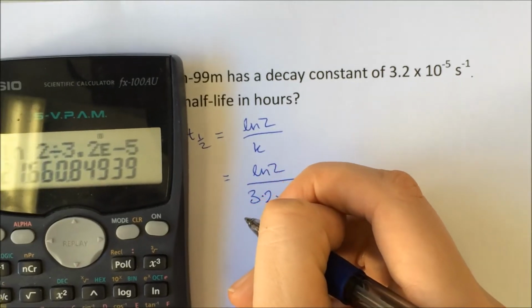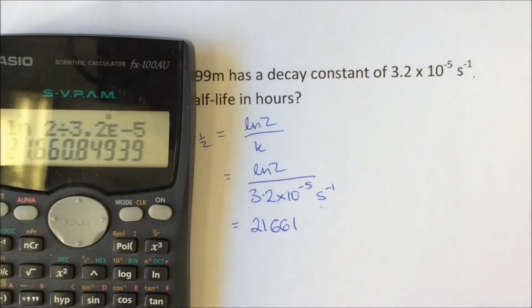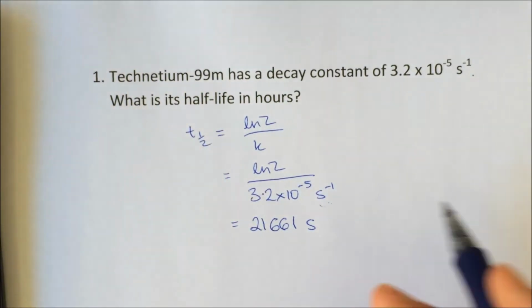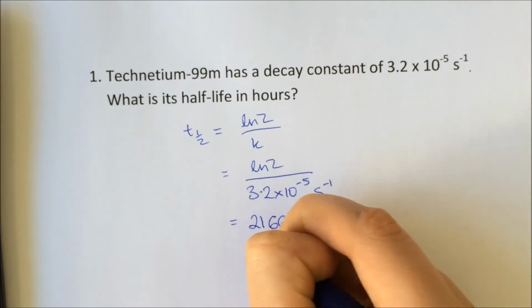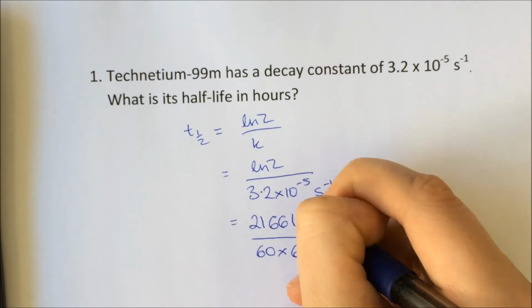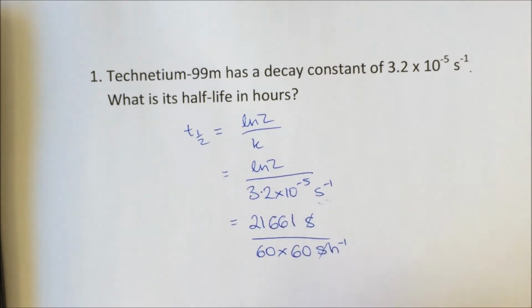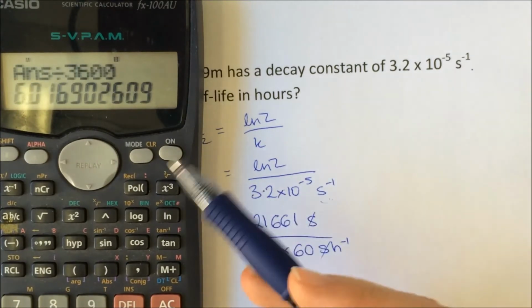Now we can write out the answer in full. The units of this answer will be in seconds because we've taken the inverse of inverse seconds. But the question asked us for the half-life in hours. So we need to convert this seconds into hours. We can divide by 60 times 60, which is the number of seconds in an hour. This will cancel our seconds units and will give us our answer in hours. So now we can take our answer, divide it by 60 times 60, and that gives us this answer here.